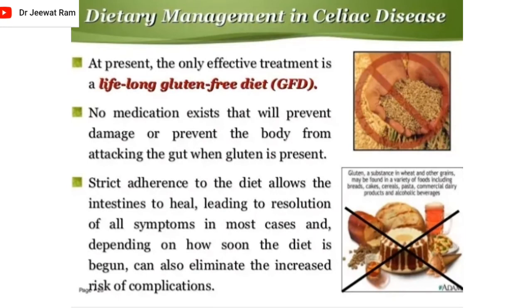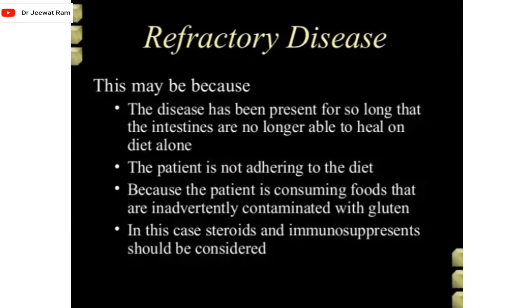Dietary management in celiac disease. At present, the only effective treatment is a lifelong gluten-free diet. No medication exists that will prevent damage or prevent the body from attacking the gut when gluten is present. Strict adherence to the diet allows the intestines to heal, leading to resolution of all symptoms in most cases, and depending on how soon the diet is begun, can also eliminate the increased risk of complications.